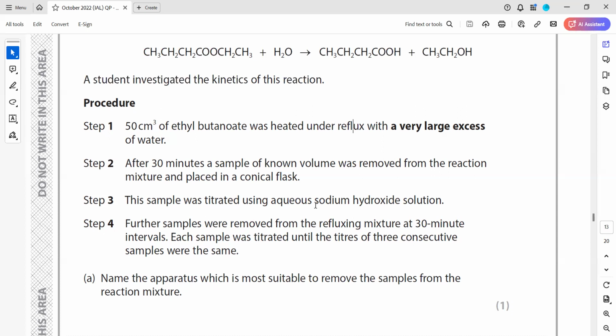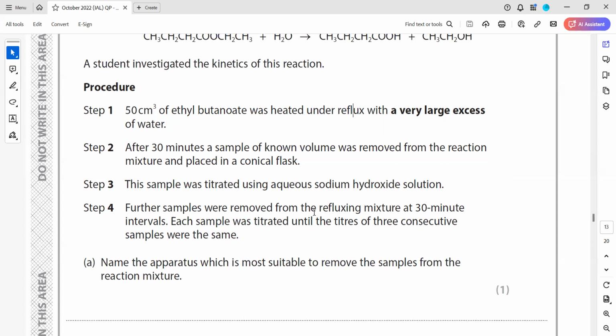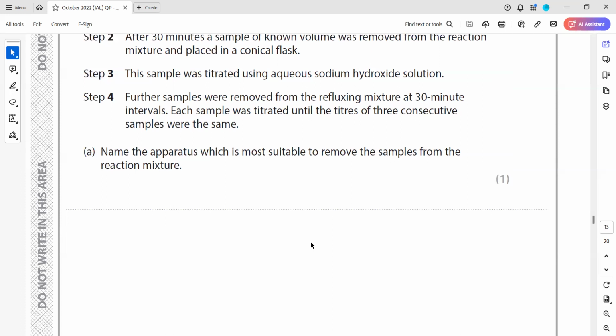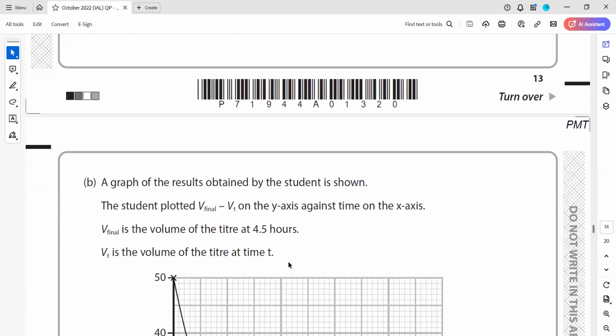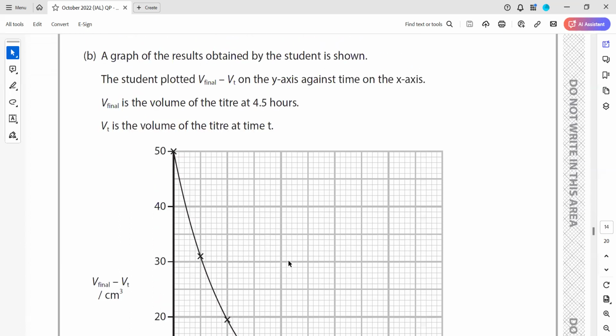Why not a measuring cylinder or beaker? Because they can measure variable volume. We just want to make sure that we measure a single fixed volume. That's why pipette is the only answer here.